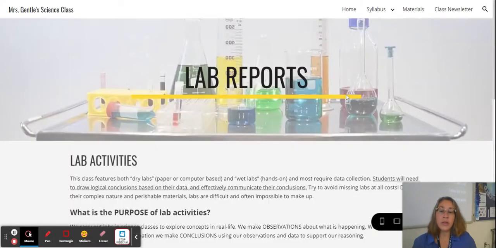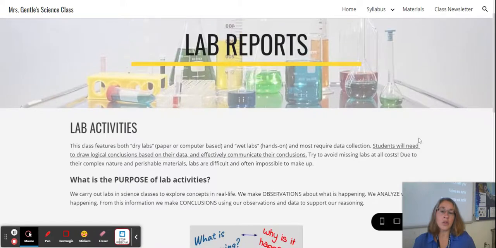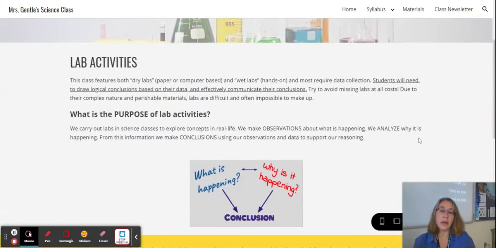Lab reports. So we do lab activities a lot. Sometimes they're dry activities, and those are either paper or computer based labs. And sometimes they're wet labs, and that's where we actually use chemicals and we're using equipment in the classroom. It's very important that students are present for labs because sometimes if it is a wet lab, materials are perishable. We can't keep them around forever. So if they don't make it up in a certain amount of time, the materials aren't available anymore.